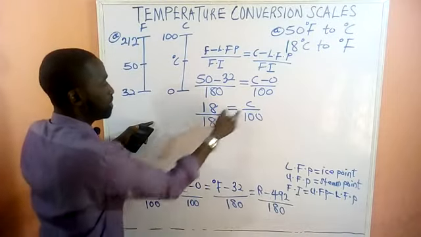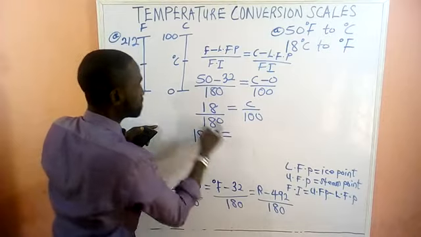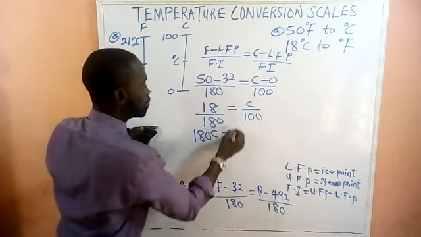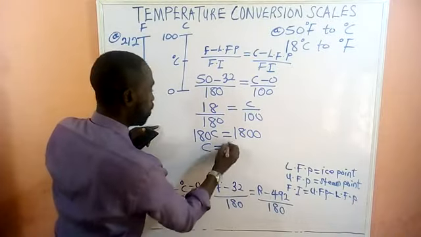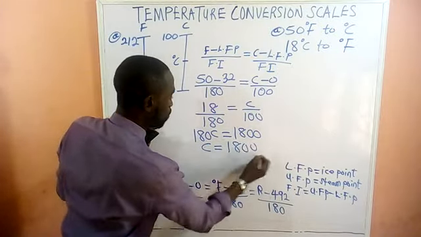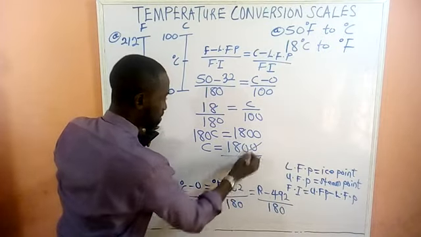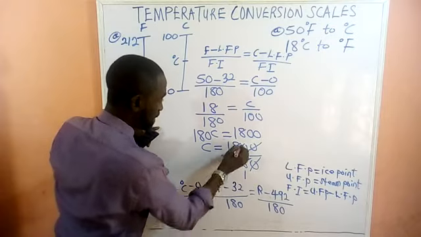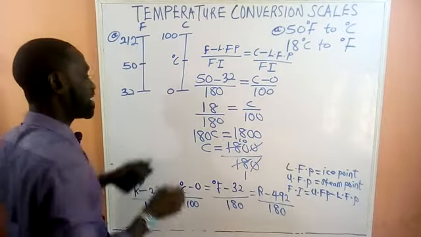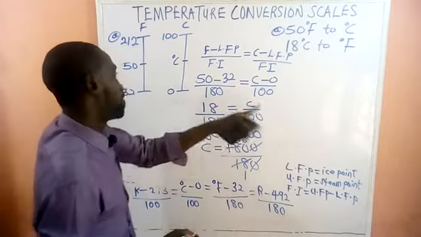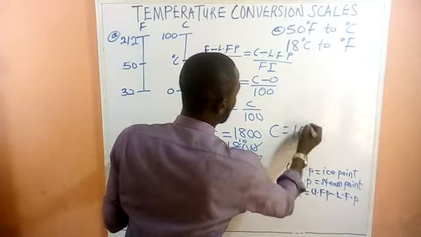So we're having C times 180 equals 18 times 100, that is 180. So it means our C will be equal to 1800 all over 180. This will cancel out: 18 here is 1, 18 here is 10. So our C will be equal to 10 degrees Celsius. So here our C will be equal to 10 degrees Celsius.